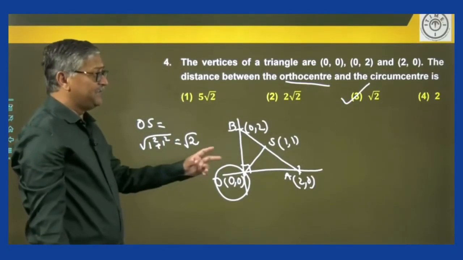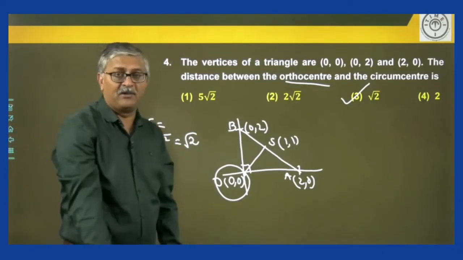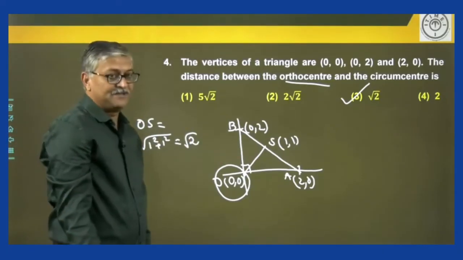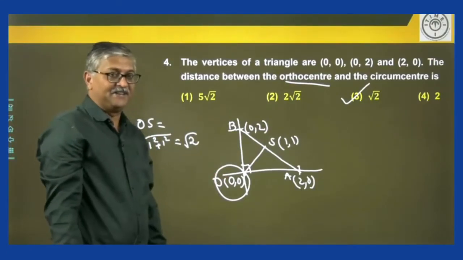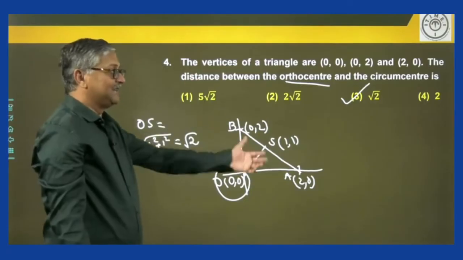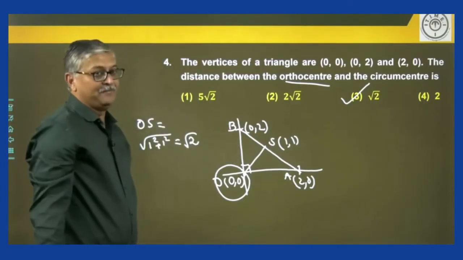Okay. So here the main point is there is no direct formula for calculating the orthocenter and circumcenter, but in a right angle triangle, the orthocenter is the vertex containing the 90 degrees and the circumcenter is the midpoint of the hypotenuse.